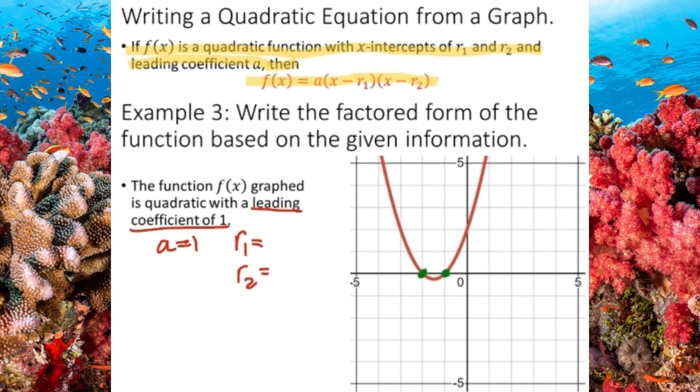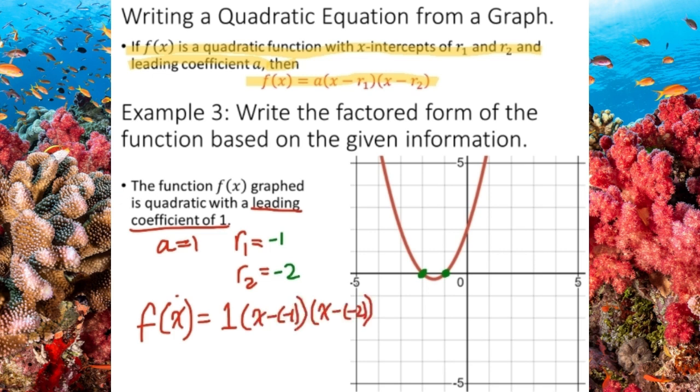It does not matter which x-intercept you make r1 and which x-intercept you make r2. We'll make -1 r1 and -2 r2. If you switch, you'll get the same answer, maybe just written slightly differently. Now that we know a, r1, and r2, we can write our function. f of x equals 1 times x minus -1 times x minus -2.